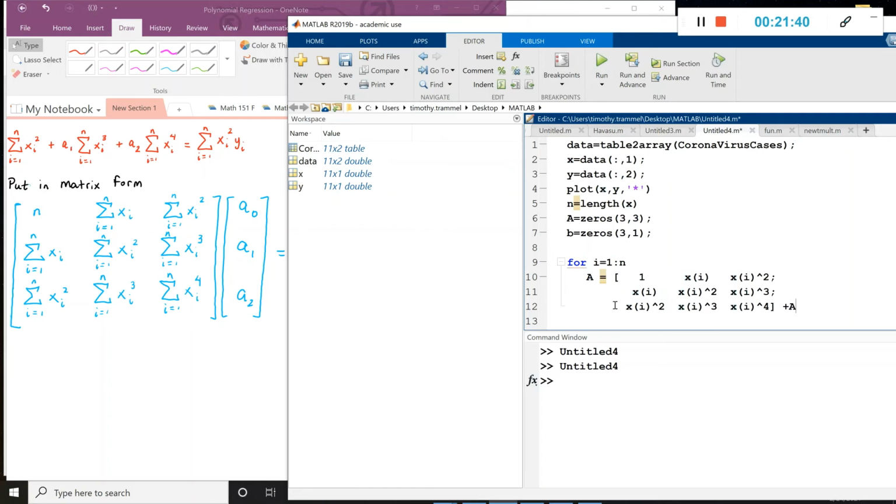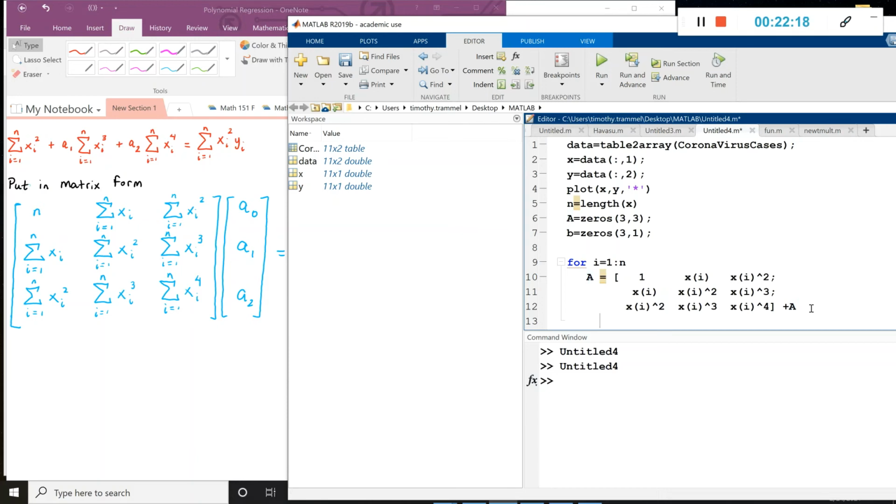And we want to add A to it. So A starts off as just zeros, but every time this for loop iterates, we'll be adding all the previous A's to this. Again, in other words, it's going to keep adding the x of i's until we've added all n of them, and the x of i squareds, it'll keep adding those until we've done it with all n of them, and so on. So here's our for loop that generates A.